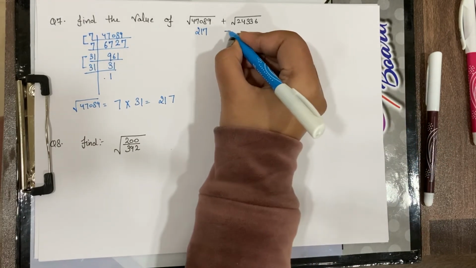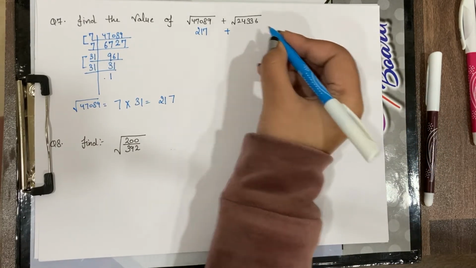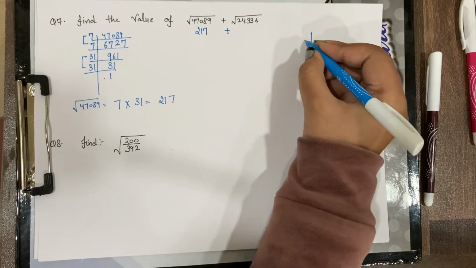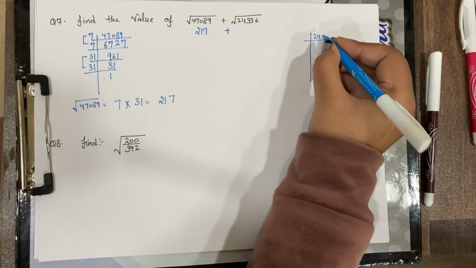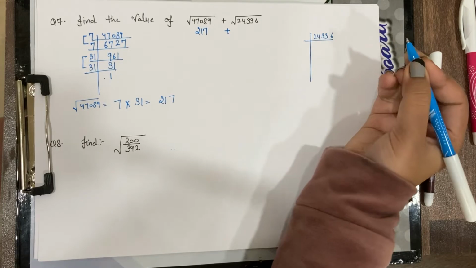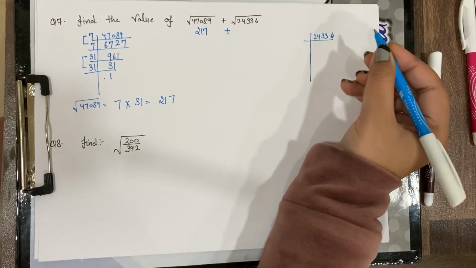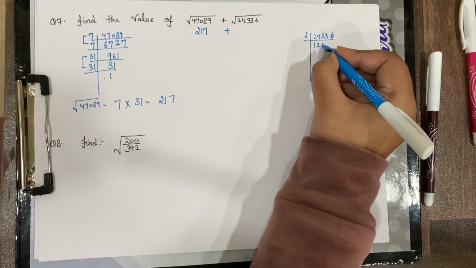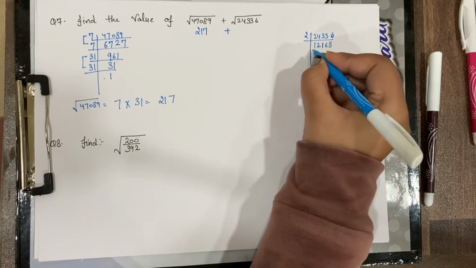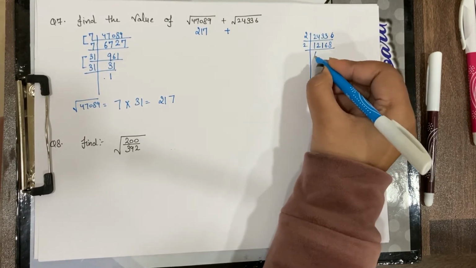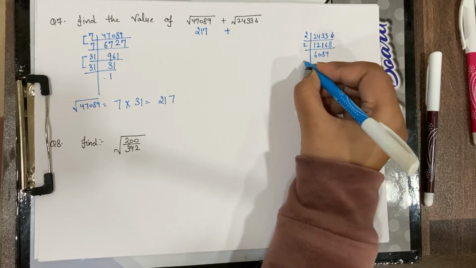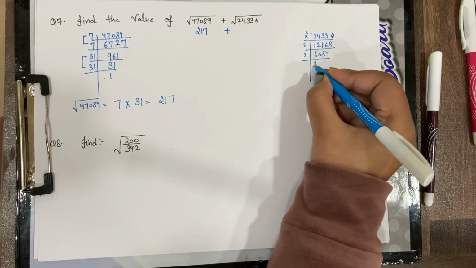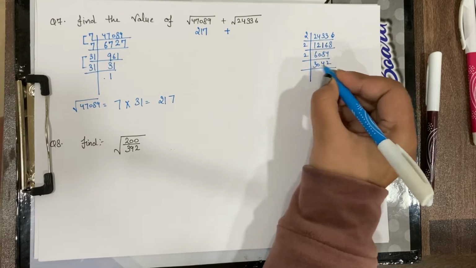Similarly, you have to find out the square root of this also. That is 24,336. 6 is an even number, so clearly it is divisible by 2. First of all, on the table of 2. Again on the table of 2. Again on the table of 2. Again on the table of 2.